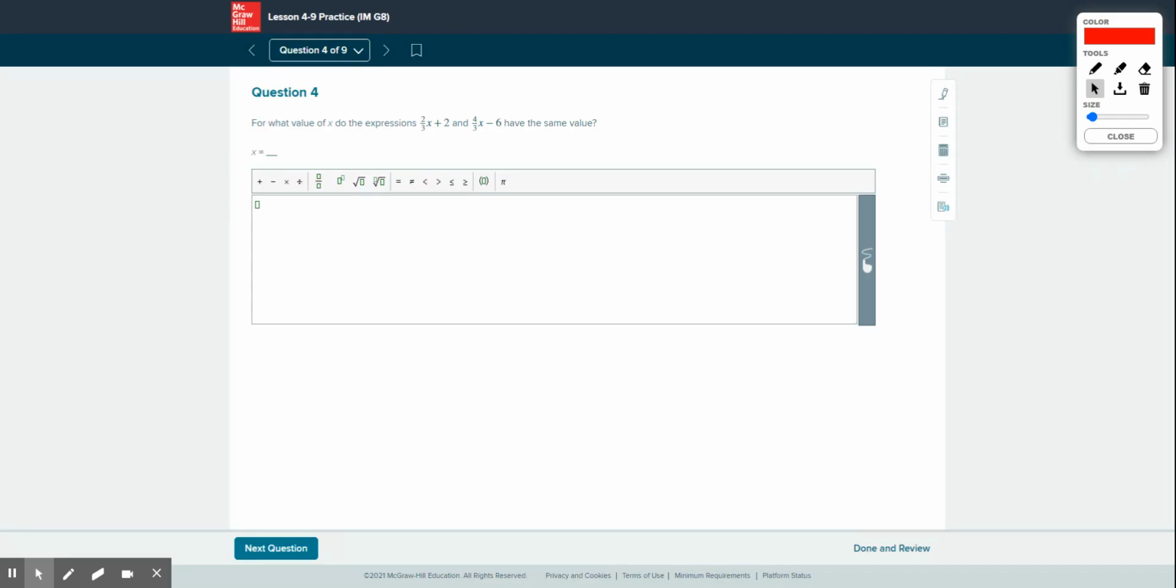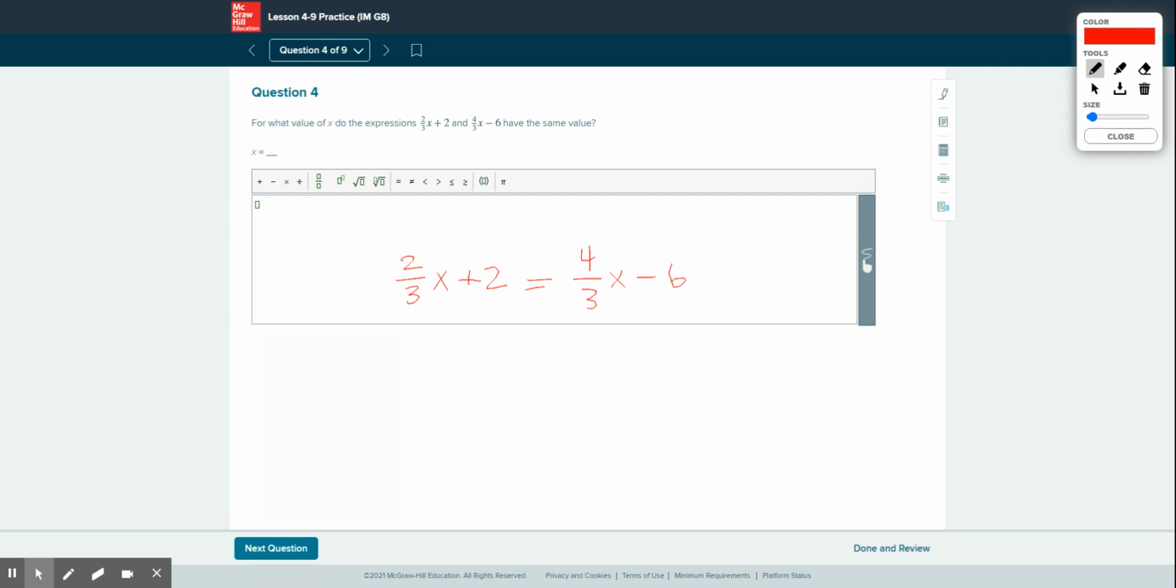Number 4 is asking, for what value of X do these expressions have the same value? What we need to do with this one is go ahead and solve for X. So 2/3 of X plus 2, we're saying at what point will they have the same value, meaning when will these expressions be equal to each other? Don't forget that when you see fractions like this, before you start to panic, take a deep breath and say, what strategies do I have that can help me to solve this?